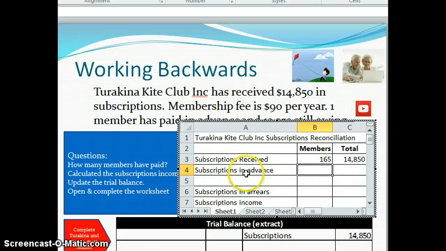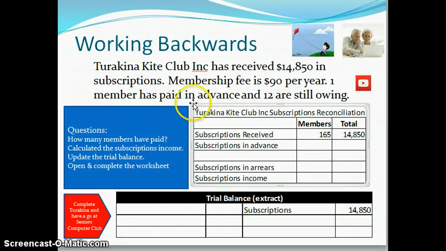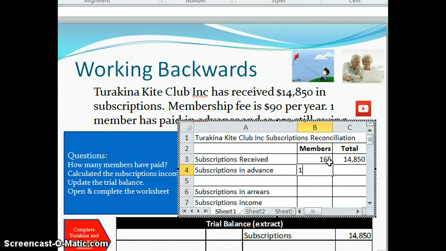Next thing we're going to work with is the subscriptions in advance. We have one member has paid in advance and 12 are still owing. So we can put one member in here, and we know now that's $90. Because they're paid in advance, they shouldn't be part of our income. They're actually a liability because we owe them a whole year's membership. So that liability will come out of the received to calculate our income. So you'll just do a subtraction there, and we can even do the subtraction here. Equals 165 minus 1 to give us 164. I know you don't need a formula to do that. You could do it in your head.